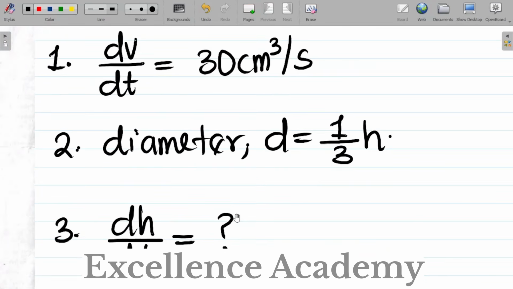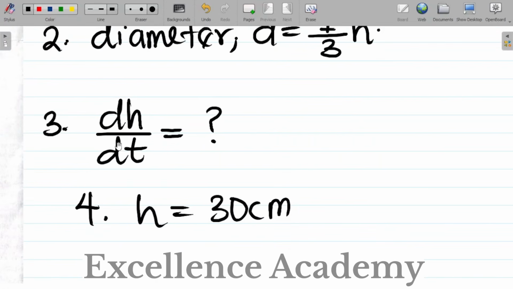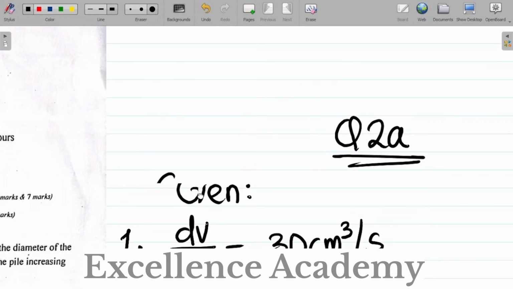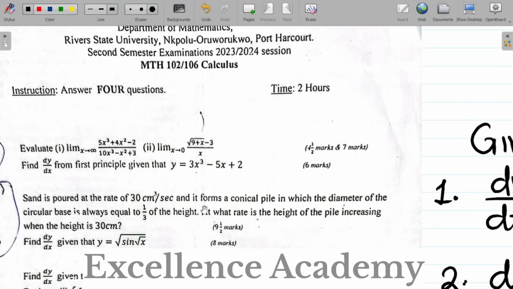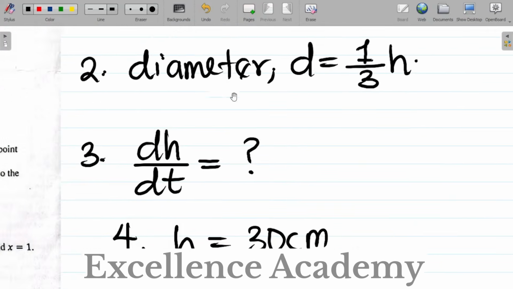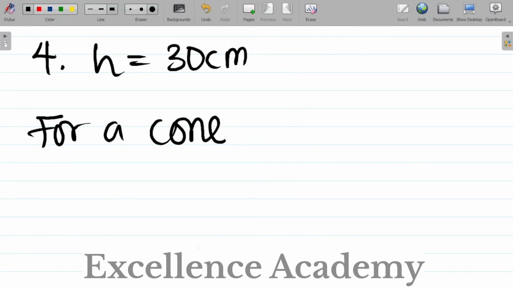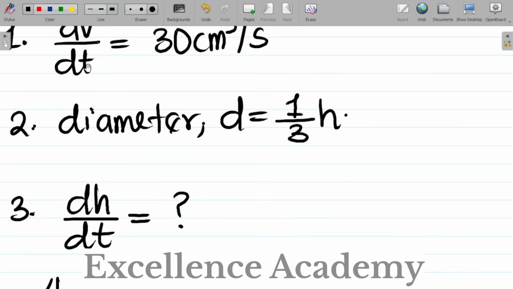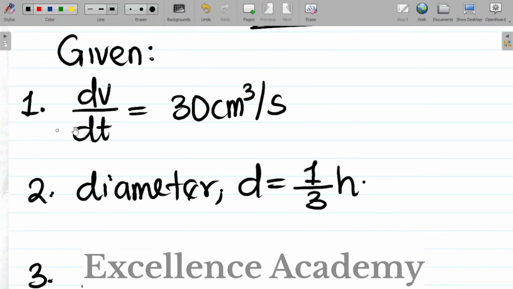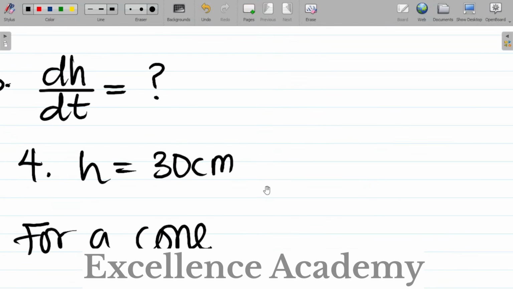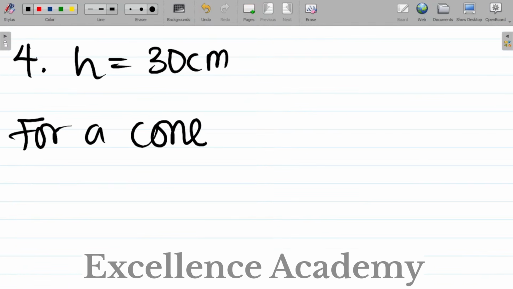What else do we do? The next thing that we have is dh over dt, that's this. The next thing you want to observe is that they said conical. Look at this, conical pile. So let's look at the cone. I know it's a cone because it said conical pile, and they mentioned that the volume was increasing at a particular rate, 30 cm cube per second. Now, if this is a cone, the question will now be, what is the volume of a cone?